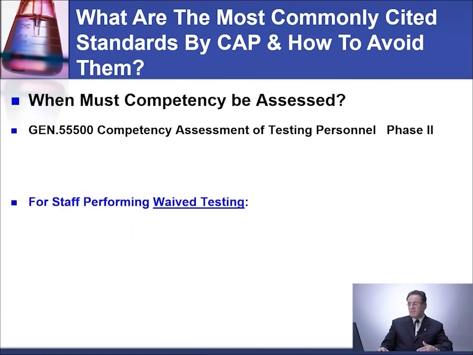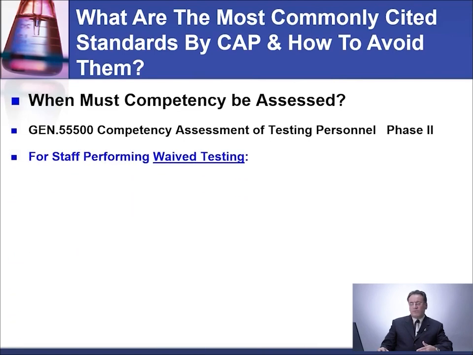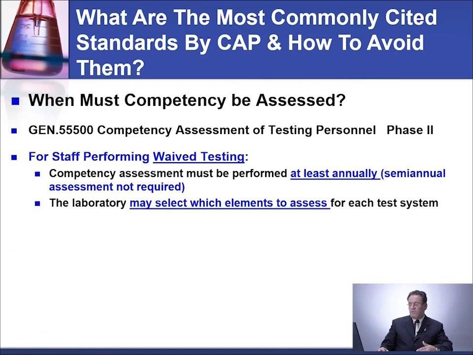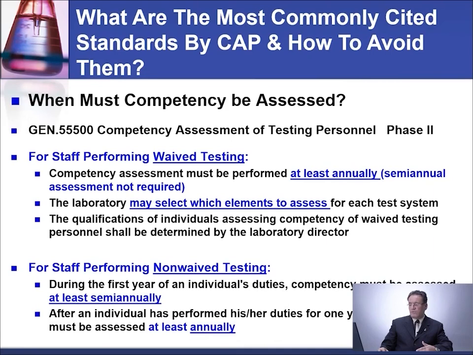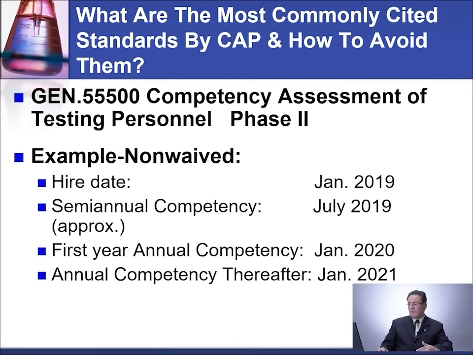When must competency be assessed? I already told you that. For waived testing, annually. For non-waived testing, you need to do it semi-annually and annually. Let's say for non-waived testing, you hire somebody in January 2019, then the semi-annual competency will be around July 2019, and their annual competency will be in January 2020, and annual competency thereafter will be January 2021, January 2022, January 2023, and so on and so forth.